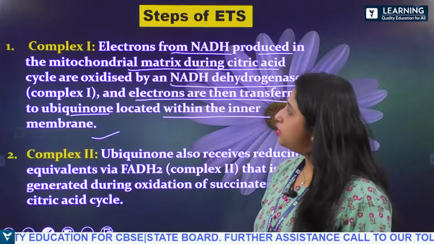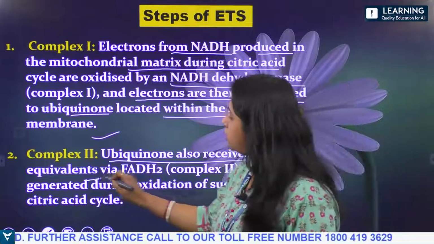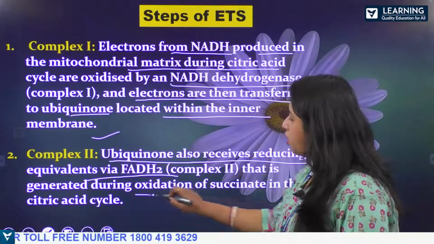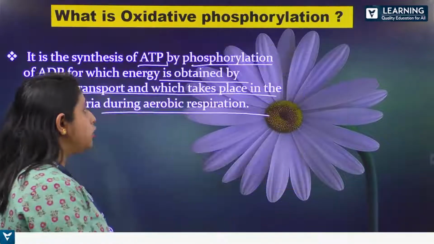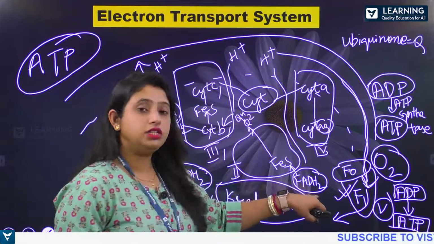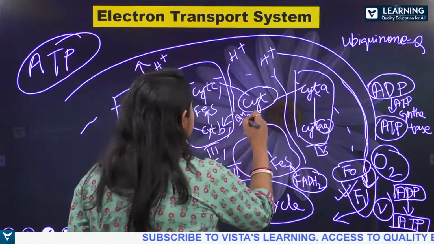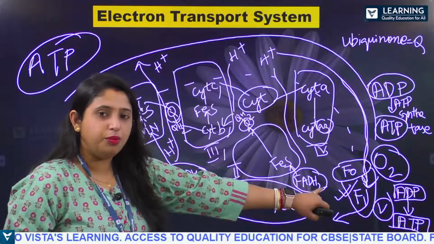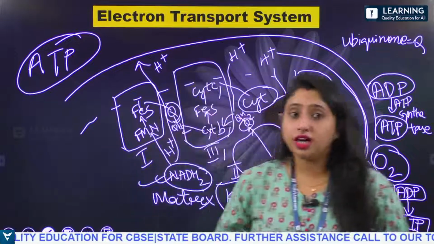Now complex number 2, what happens? Ubiquinone also receives reducing equivalents via FADH2, which is generated during oxidation of succinate in the citric acid cycle. As I have said, FADH2 is released during the Krebs cycle, so ubiquinone is also being reduced by the FADH2 from complex number 2 in the inner membrane of the mitochondria. This is what happens in complex number 2.